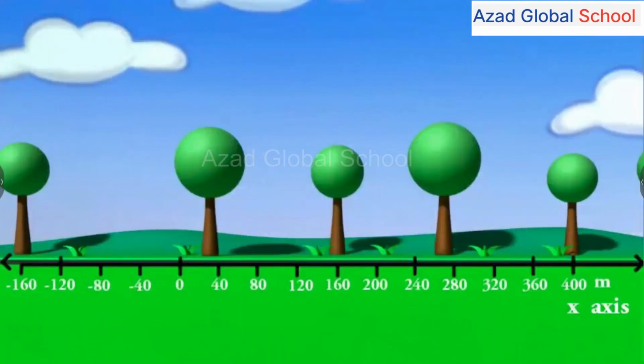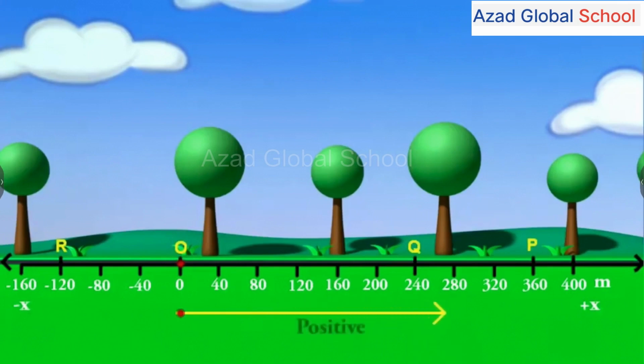To describe motion along a straight line, we can choose an axis, say x-axis, so that it coincides with the path of the object. We then measure the position of the object with reference to a conveniently chosen origin, say O. Positions to the right of O are taken as positive and to the left of O as negative.